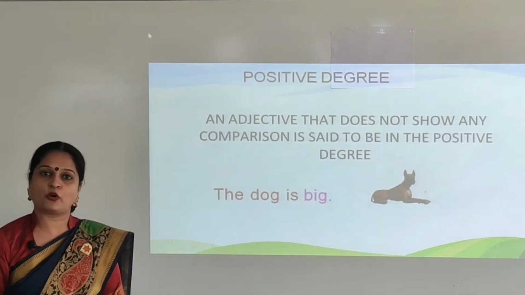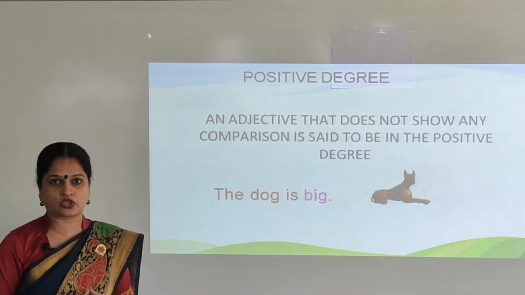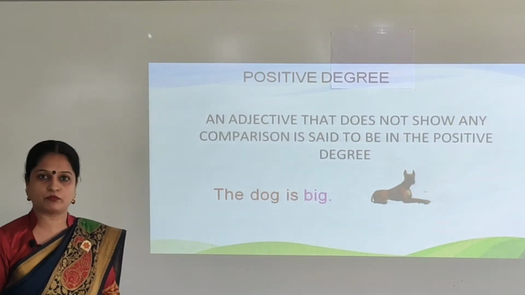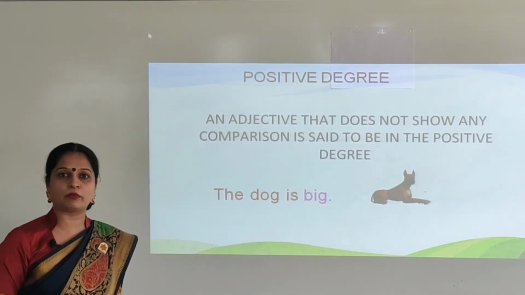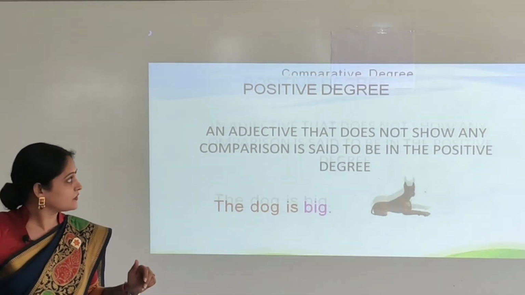First we will see about positive degree. An adjective that does not show any comparison is called positive degree. Example, the dog is big. Now this dog is not compared with anyone, so this is called a positive degree.